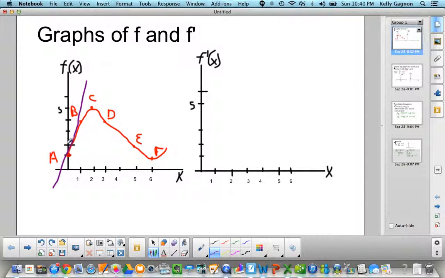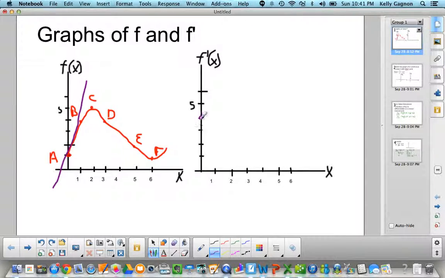So I'd say this is up 1, 2, 3, 4 over 1. So this is giving me a slope of 4 at A. So that means at 4, I need to have a point right there. Okay. When I go up to B, it's not quite as steep.